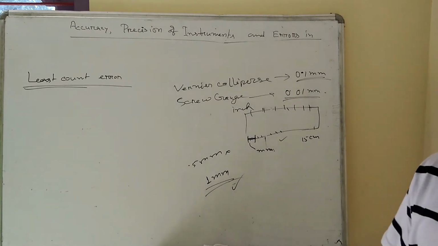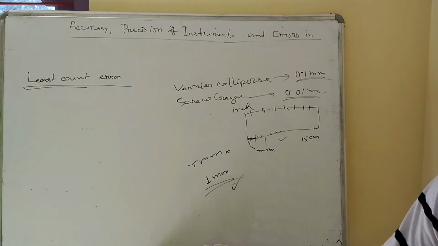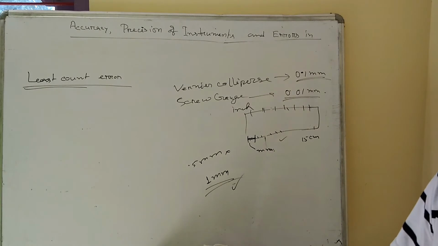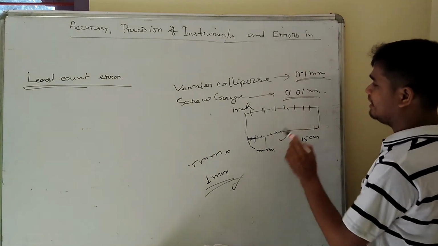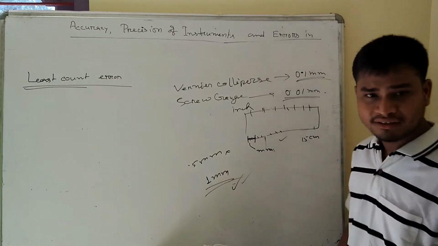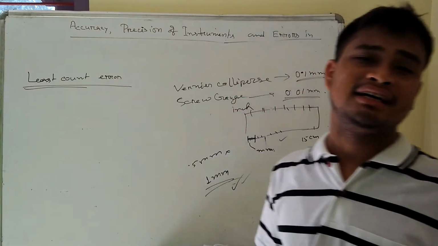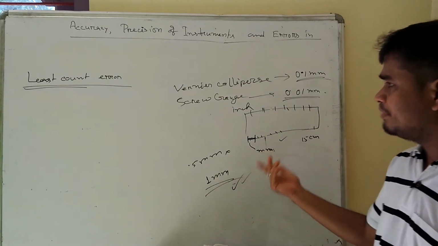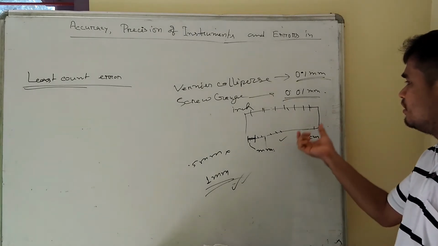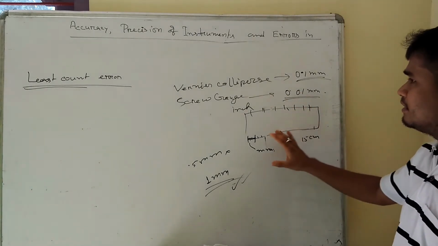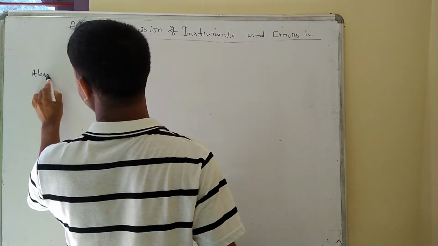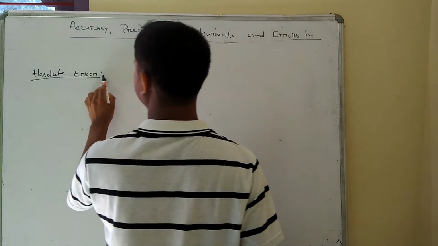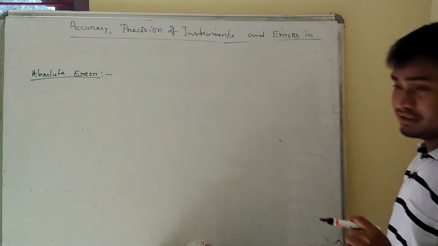So there is also some error in least count, which is associated with resolution of the instrument. Lower the least count, higher the accuracy. So least count error may be higher in low least count instrument. Absolute error. Okay, we will see what absolute error is.